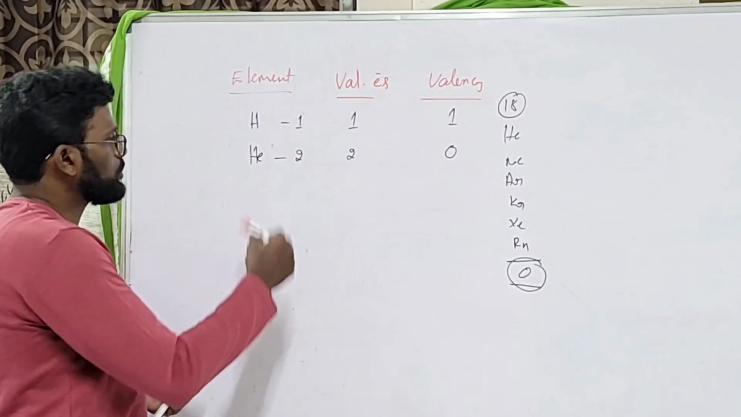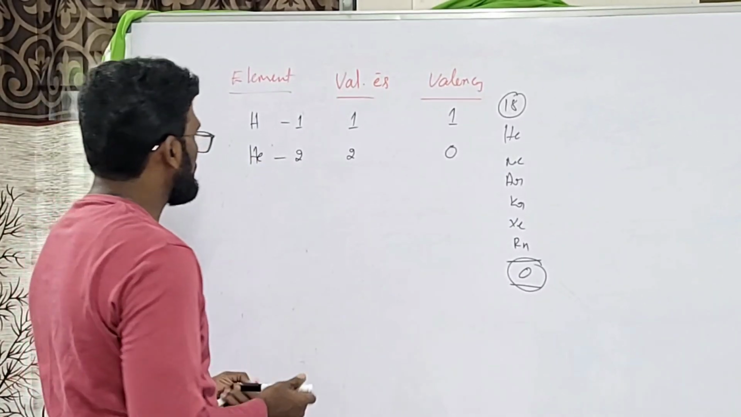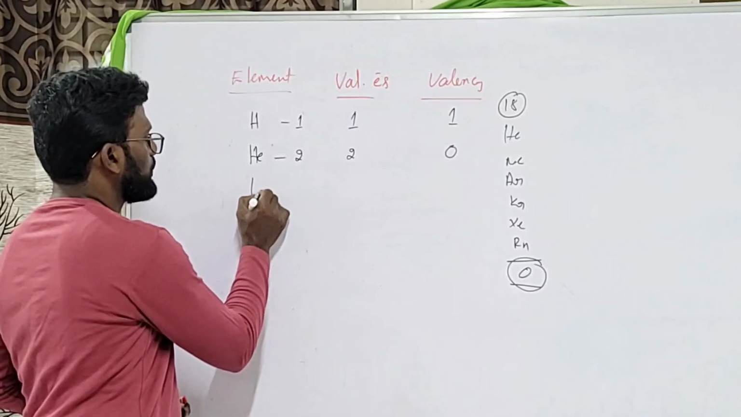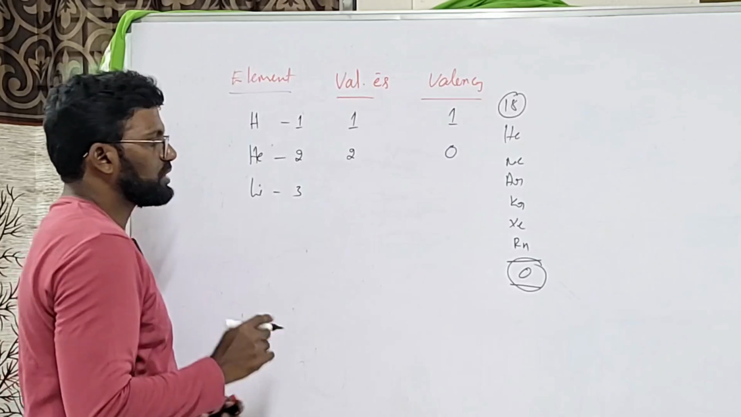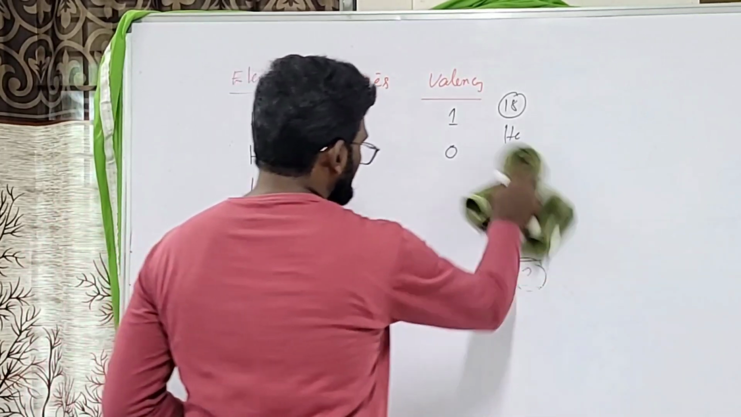Next, let's come to the other elements. For example, lithium, atomic number 3. Here I will tell you one small trick.